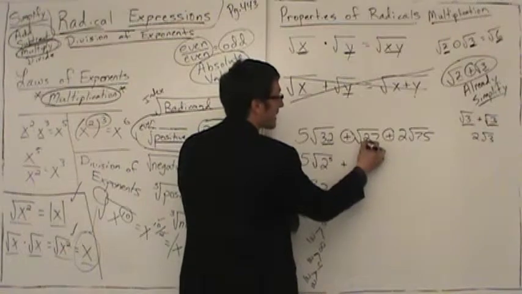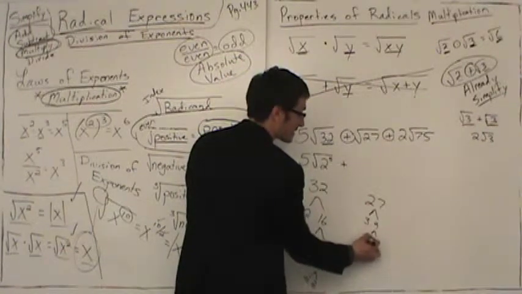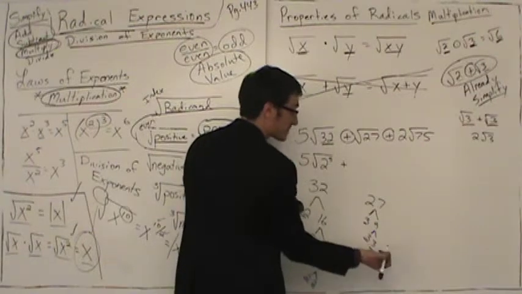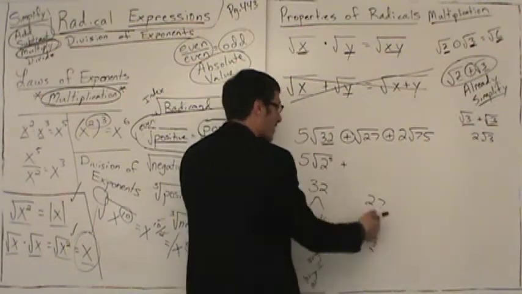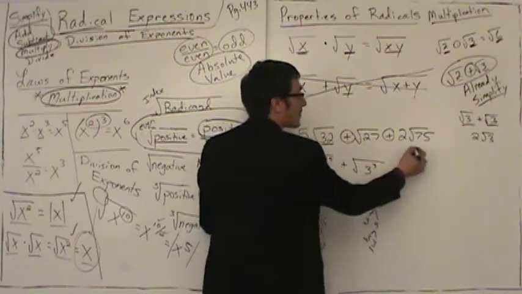Plus, now break down the 27. 27 is 3 times 9, which is 3 times 3. How many 3's multiply to give 27? Hopefully you say 3. You should memorize this one. This one's very common. This is 3 to the 3rd. And now break down 75.